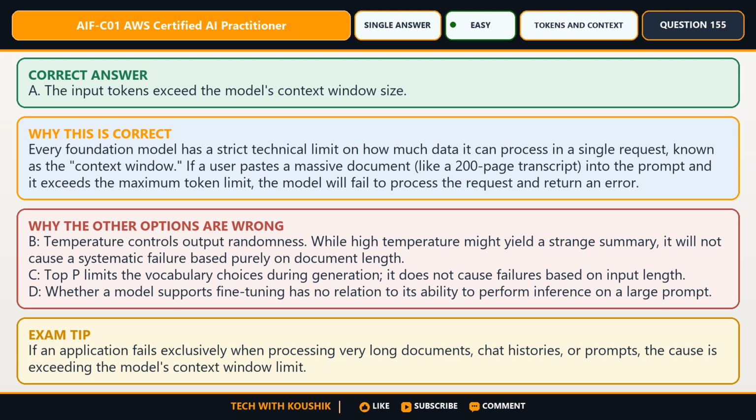Watch for this clue in similar questions. If an application fails exclusively when processing very long documents, chat histories, or prompts, the cause is exceeding the model's context window limit.